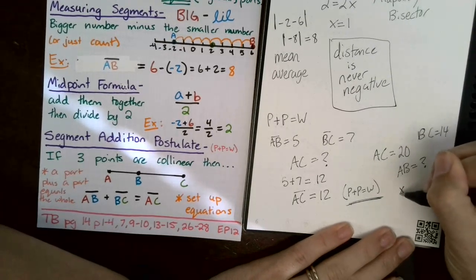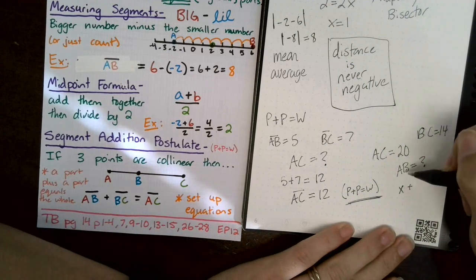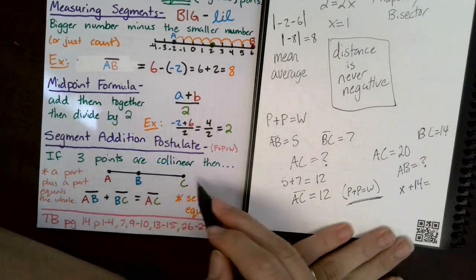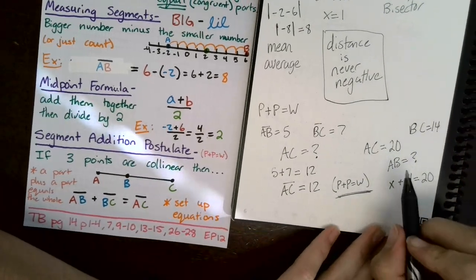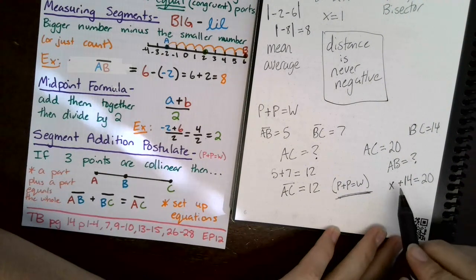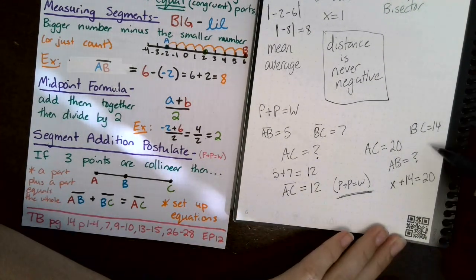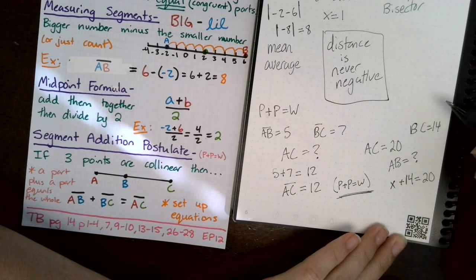We can use x plus BC, which we know is 14, equals our whole, so part plus part equals whole, which is 20. Now, it may seem ridiculous to take the time to write it out like this. You may be like, oh, I can just do that in my head. But this is just a very simple example of what this problem will look like, okay?